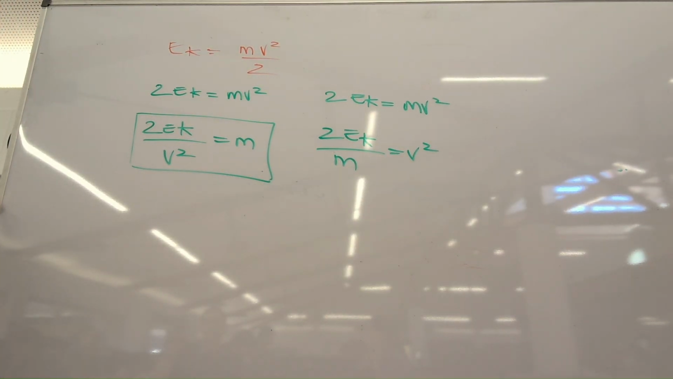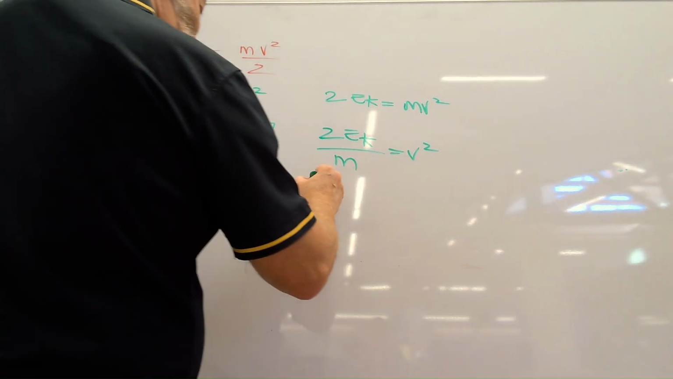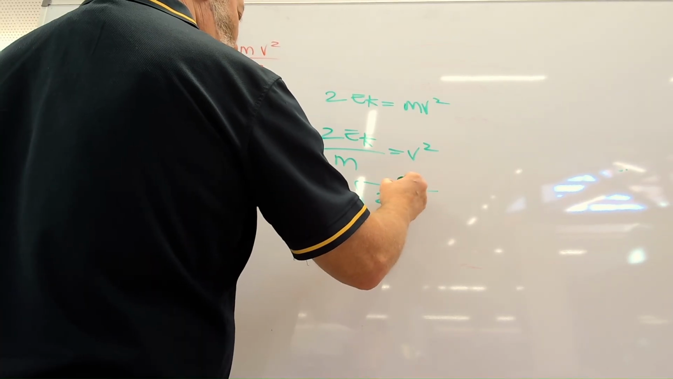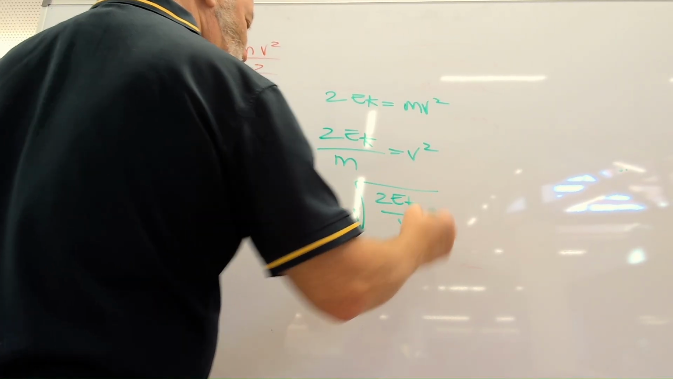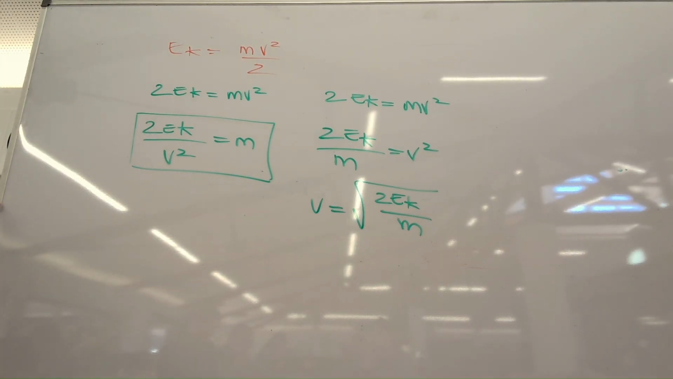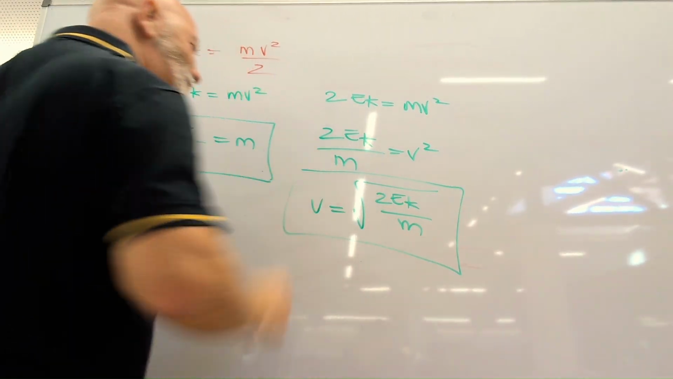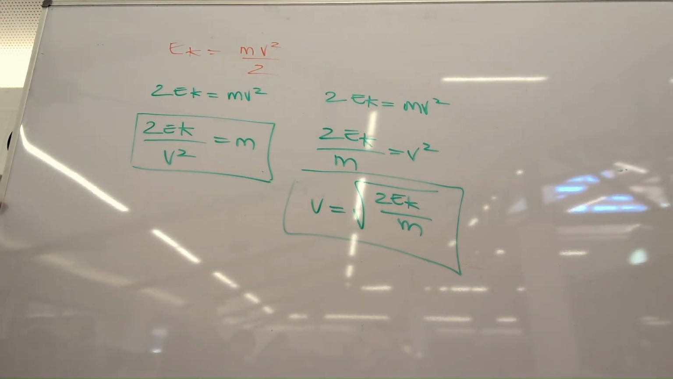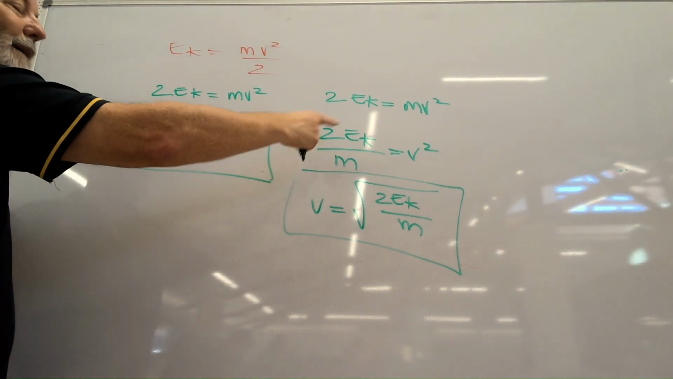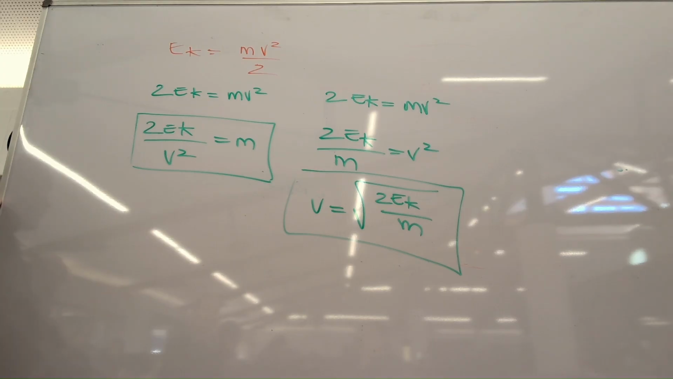But now we've got to get rid of the squaring. What do we do to it? Square root. So we know now that v equals the square root of 2EK divided by m. And so we're able to work out the velocity. We can go through the long way, or we just know that that is the transposed equation for velocity. All I've done is move around the variables to isolate what we're trying to calculate.